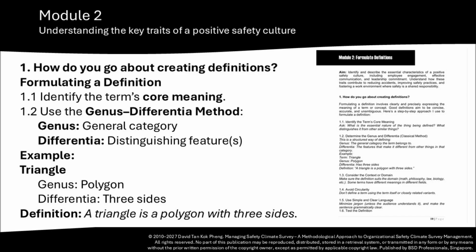1.2 Determine the genus and differentia, the classical method. This is a structured way of defining. Genus, the general category the term belongs to. Differentia, the features that make it different from other things in that category. For example, term: triangle; genus: polygon; differentia: has 3 sides. Definition: a triangle is a polygon with 3 sides.